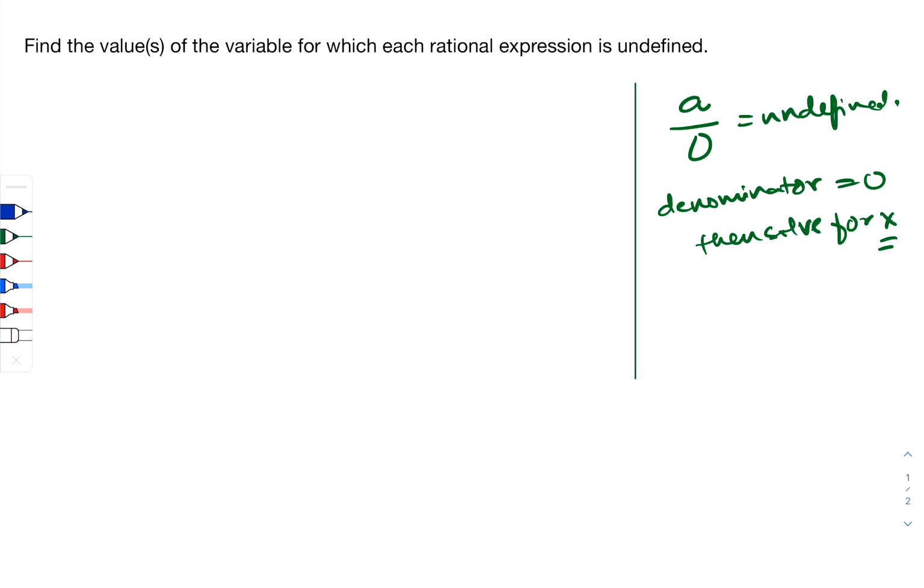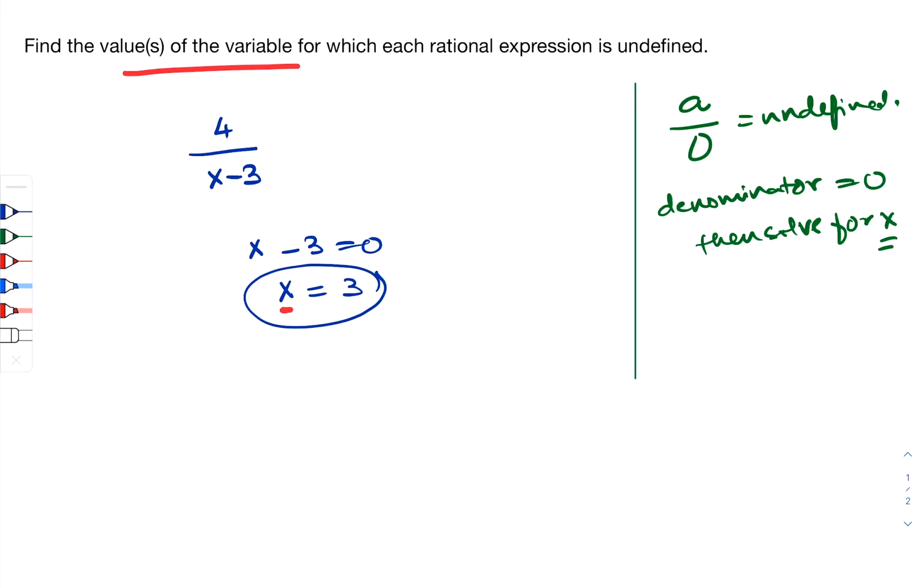So let's take a look at an example. So let's say you have 4 divided by x minus 3. And the question is find the values of the variable for which each rational expression is undefined. So there's the expression. Well, where's the denominator? There's the denominator, right? And we said that the denominator, you got to equate that to 0. So we're going to write x minus 3 is equal to 0. Solve for x. So x is equal to 3. And that is the answer. That is the value of the variable x for which the denominator becomes 0.